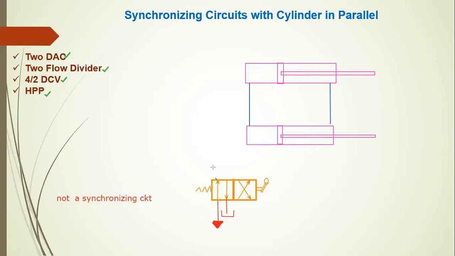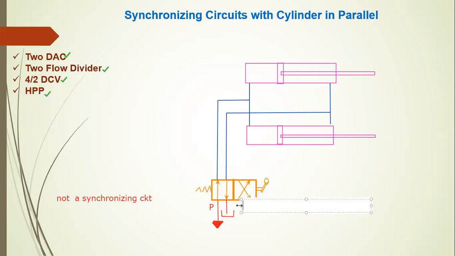The first connection from the direction control valve is attached to the first line and the second connection from the direction control valve is attached to the secondary line. The cylinders are connected with the direction control valve to the double acting cylinder. Here the connection is made to the pump.